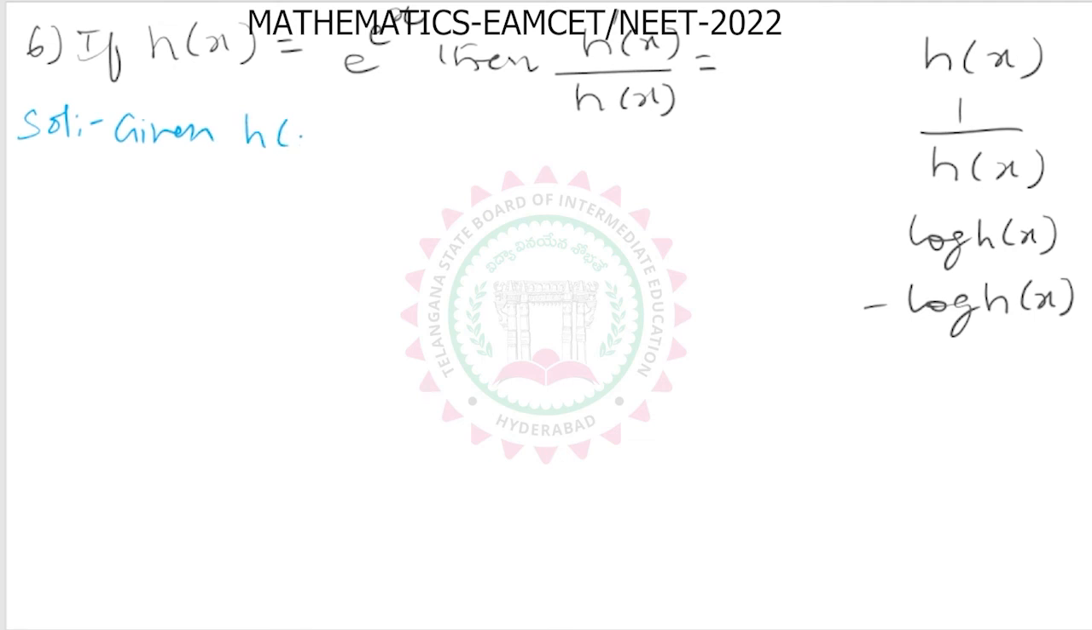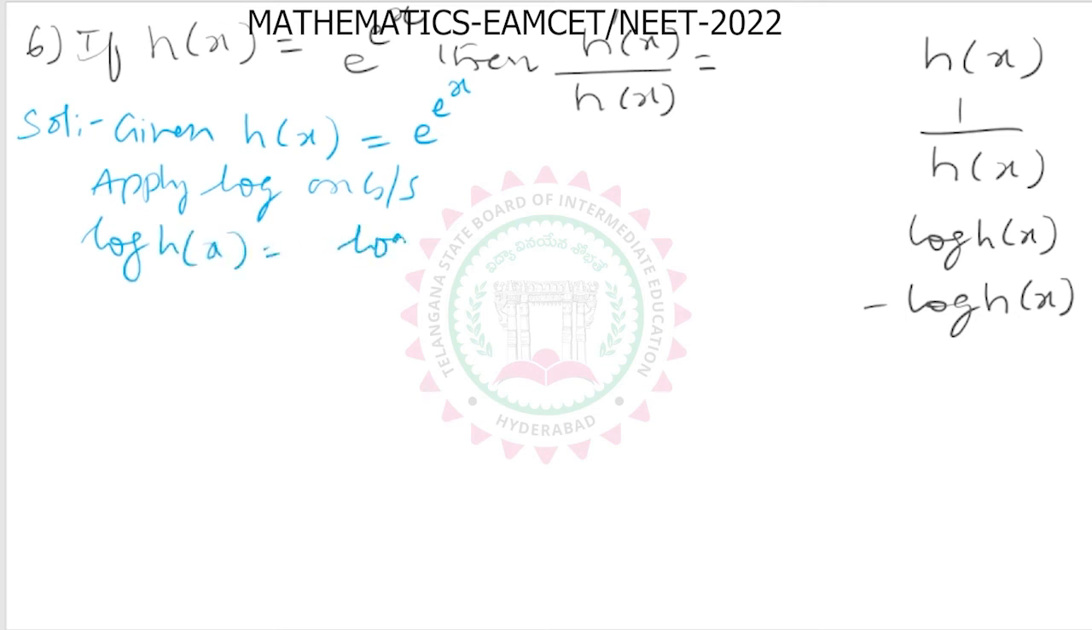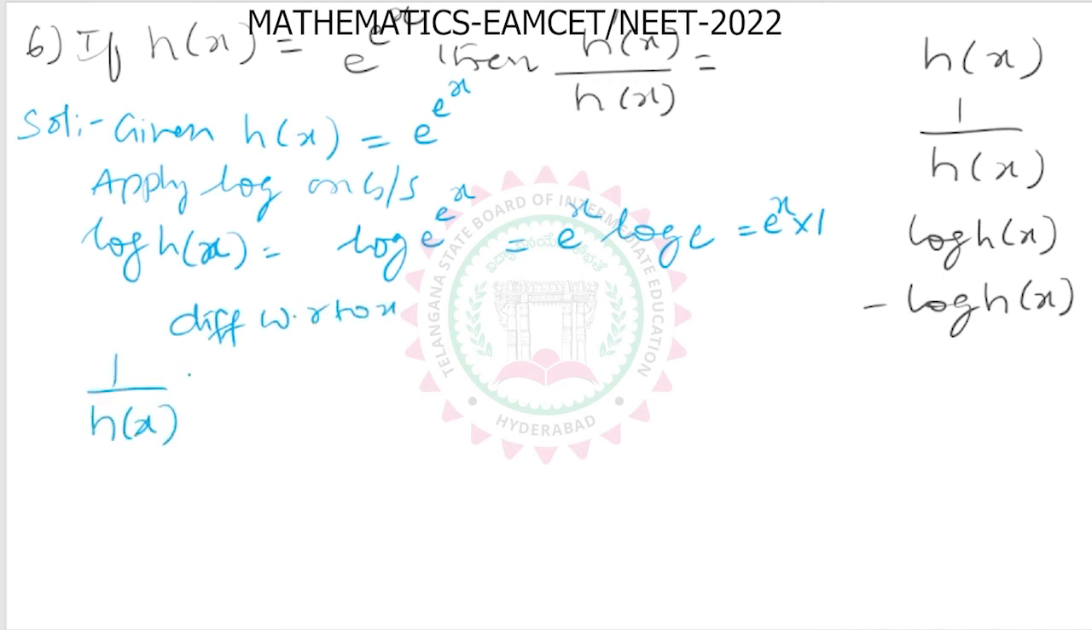Given h(x) equal to e power of x. Okay, now if I apply log on both sides, this becomes log of h(x) is equal to log of e power of x, which gives me e power of x into log e. Okay, now I am differentiating. What is log e? It is nothing but 1, that is e power of x into 1. So differentiating with respect to x, log of something, 1 by that thing, into derivative of this part, that is derivative of h(x) is h dash x, into derivative of e power of x is e power of x only.